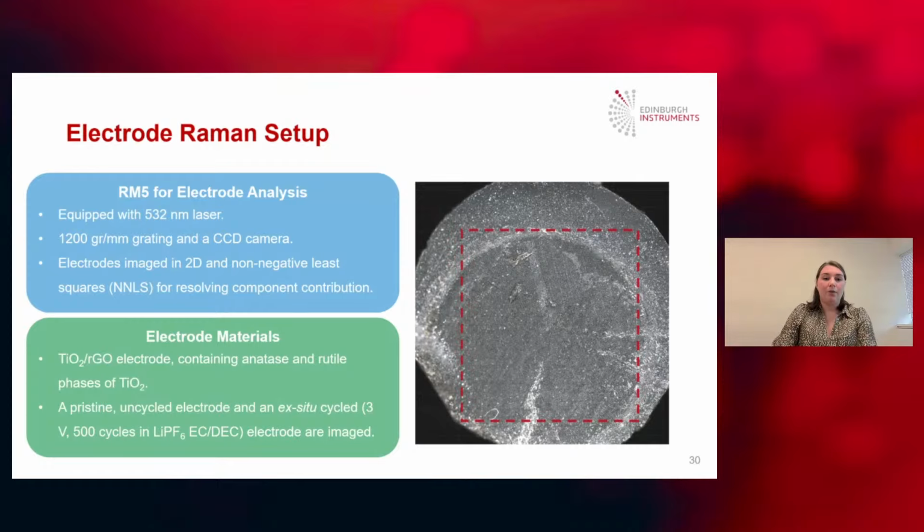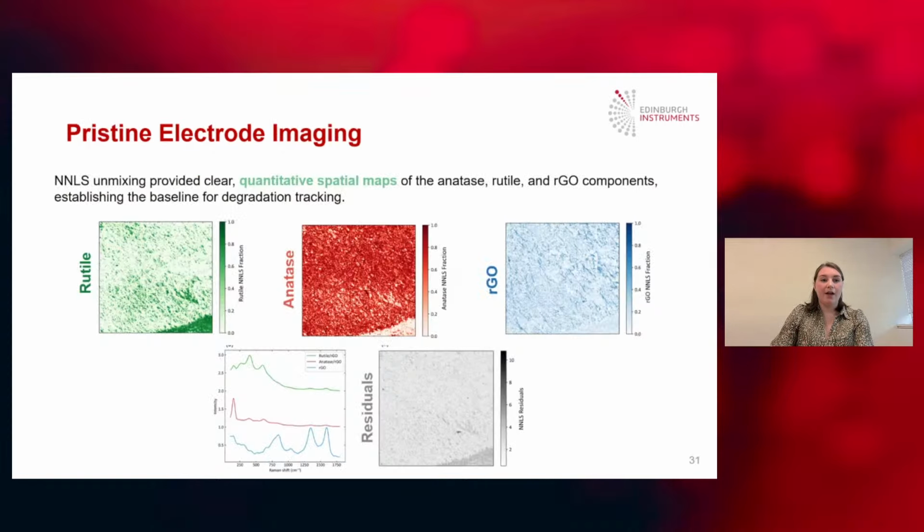And what they were interested in is first a pristine uncycled electrode, and then comparing it to an ex situ cycled electrode. So this was cycled with 3 volts for 500 cycles. And then these images were compared. So first of all, here is a map of the pristine electrode. This provides a baseline for the spatial distribution of components in the electrode.